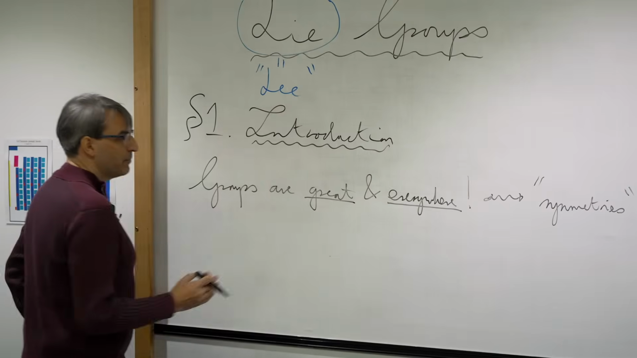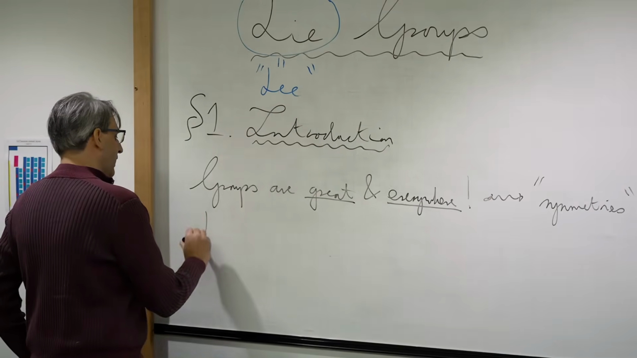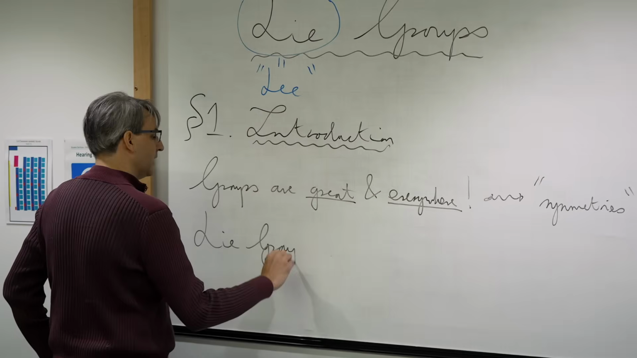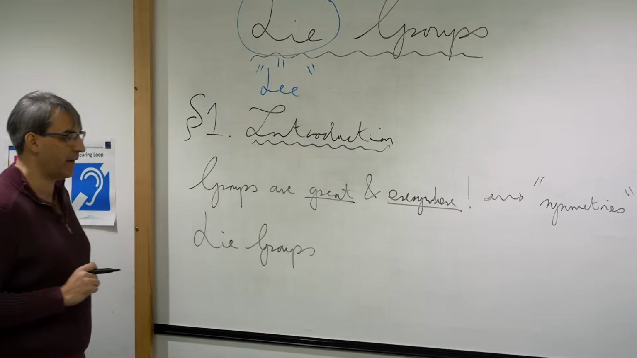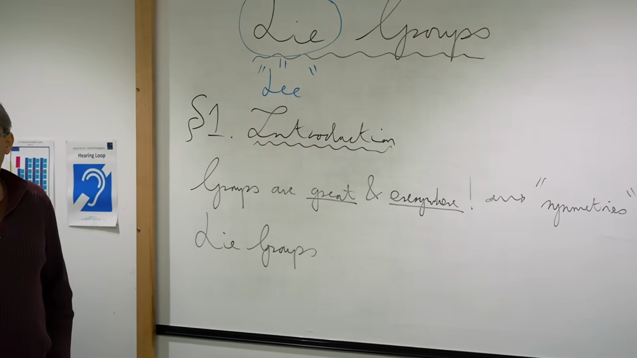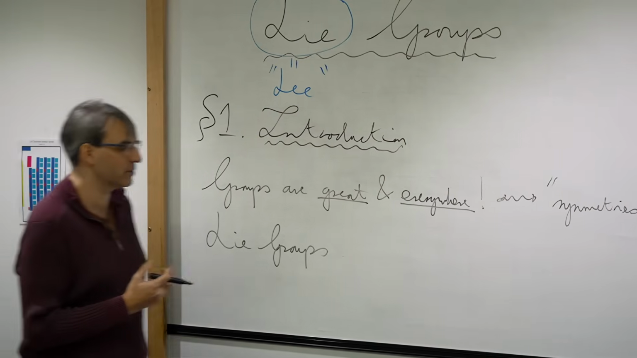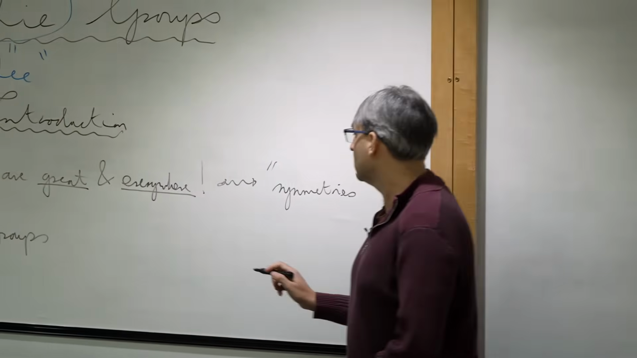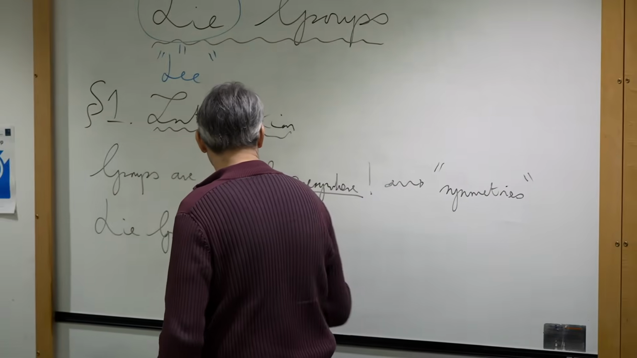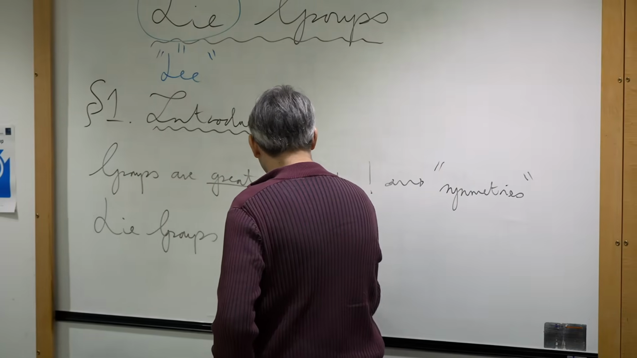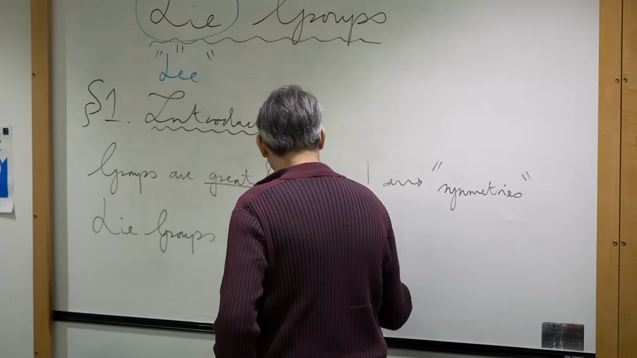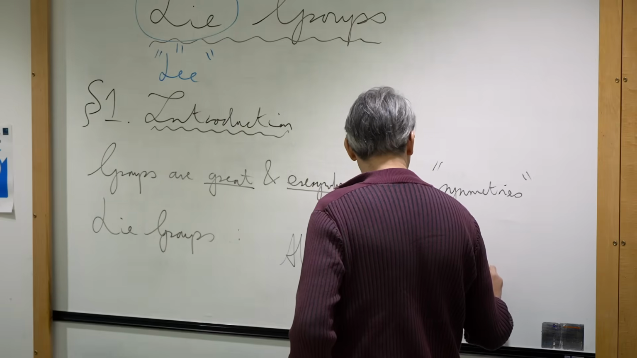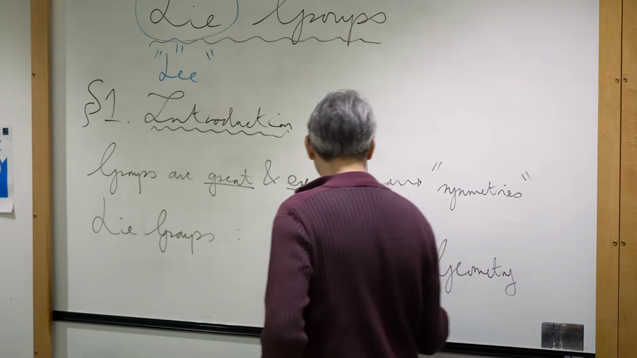Now, groups are great, but some groups are better than others. And Lie groups are particularly nice because they have their own geometric structure. So not only are they the symmetries of some geometric object, they also have their own inherent geometry. So in the study of Lie groups, what you're connecting is algebra with geometry.